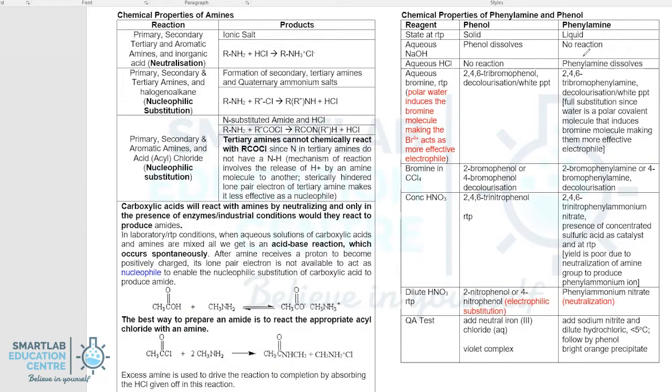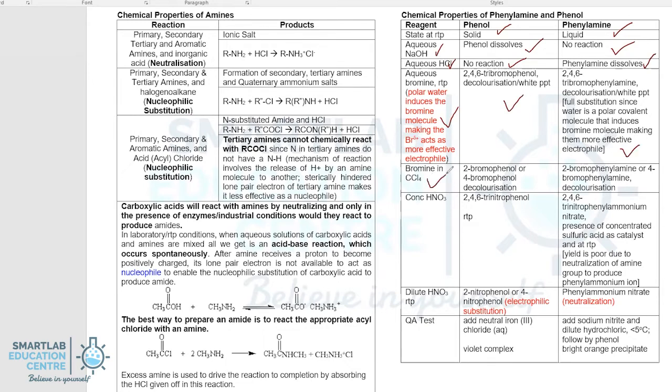Let's take a look at the chemical properties of phenylamine vis-a-vis that of phenol. In terms of their state, phenol is solid, phenylamine is liquid. In the presence of sodium hydroxide, phenol dissolves as phenol is an acid, but phenylamine is a base, so no reaction. In the presence of aqueous hydrochloric acid, phenol is an acid, so no reaction. Phenylamine dissolves. In the presence of aqueous bromine, phenylamine and phenol both have OH and NH2 groups, which are strong ring activators. So they will be able to activate the benzene ring, which means both of them are able to undergo full substitution.